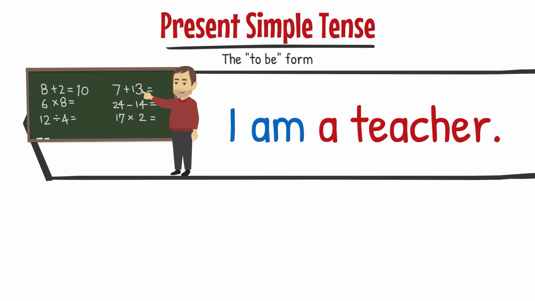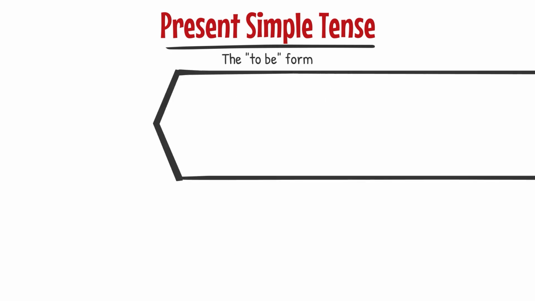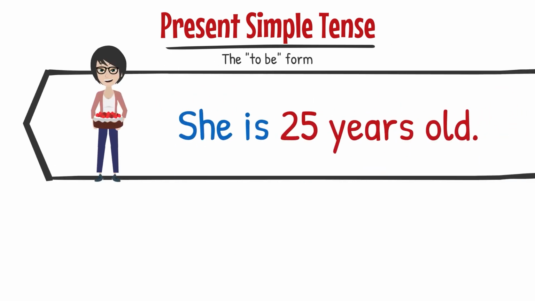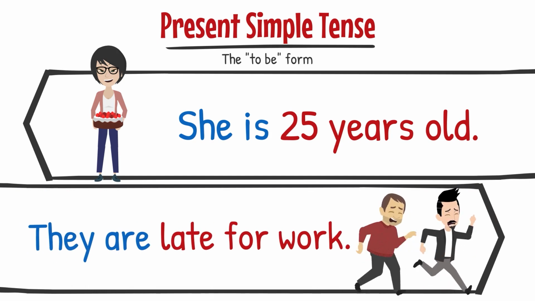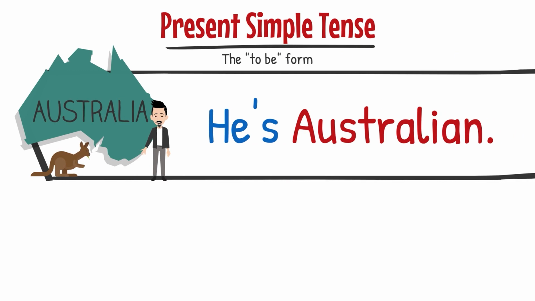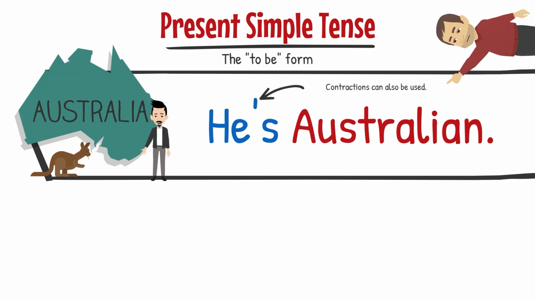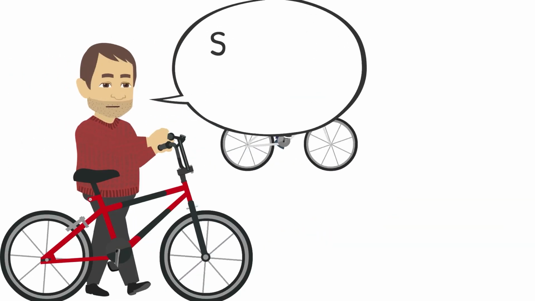I am a teacher. We are teachers. She is 25 years old. They are late for work. He's Australian. Contractions can also be used. Joe's 35 years old. I have a bike. She has a bike.